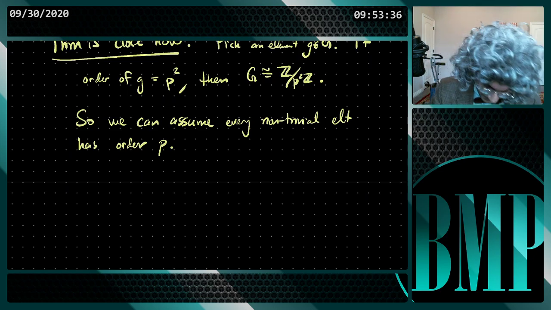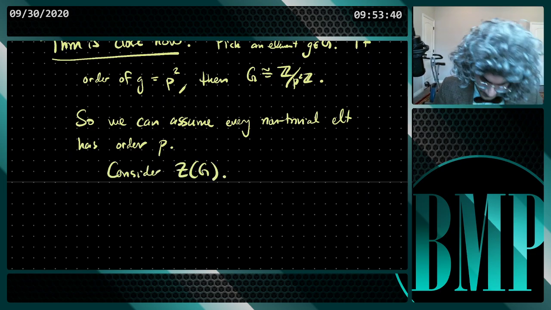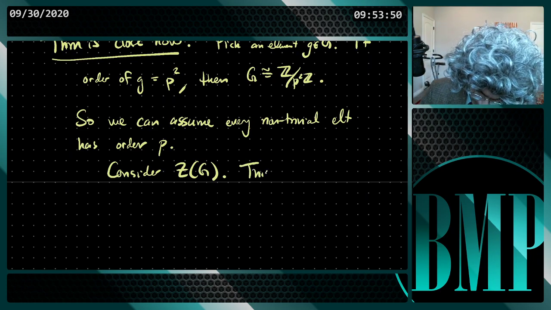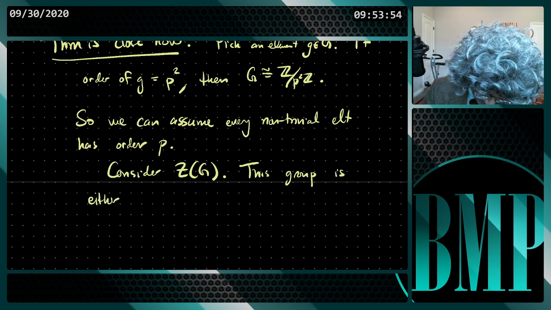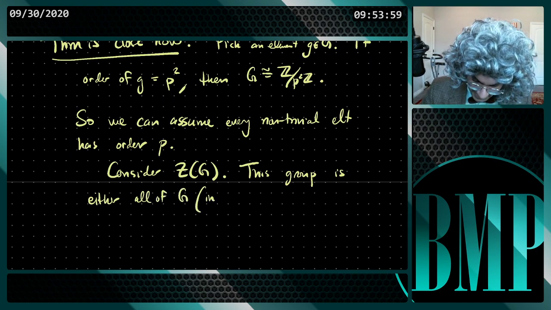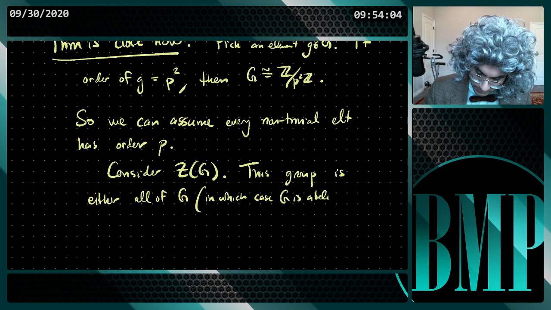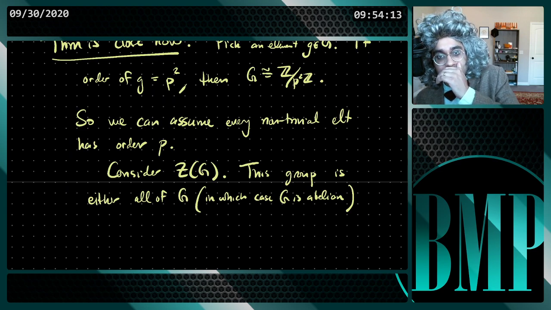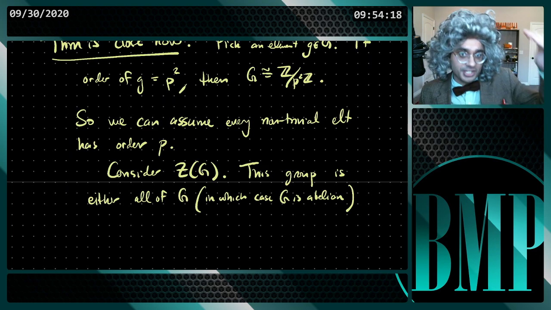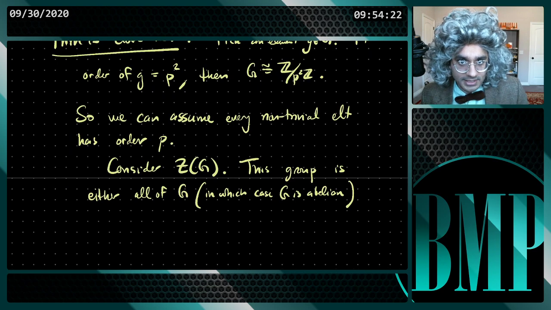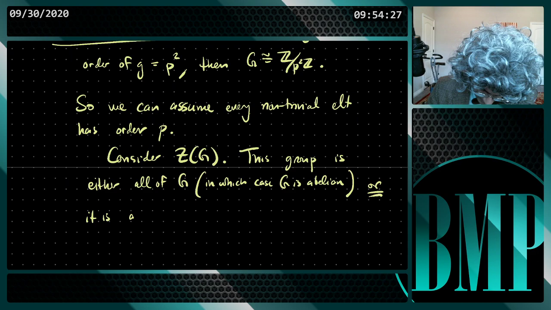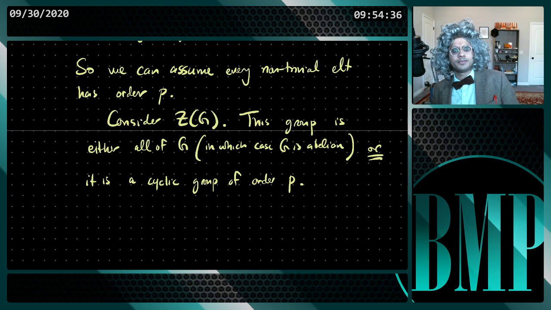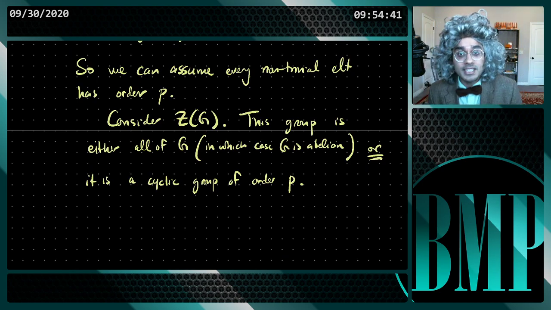Right. Okay. So consider the center. This group is either a cyclic group of order p or it's the whole group, in which case G is abelian. And then we will deal with that case separately. I mean, secretly, we're going to be in that case no matter what. So we're going to arrive at this situation at the end. So it's either all of G or it's a cyclic group of order p. So it's isomorphic to Z mod pZ, this center. Let's consider the latter situation.